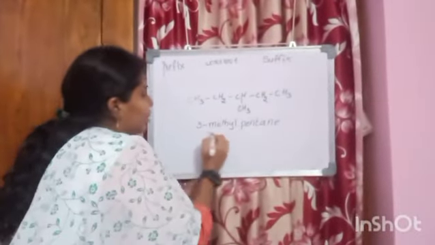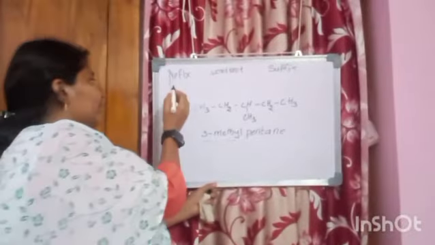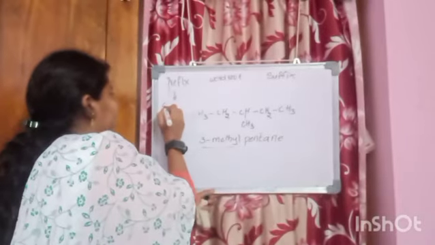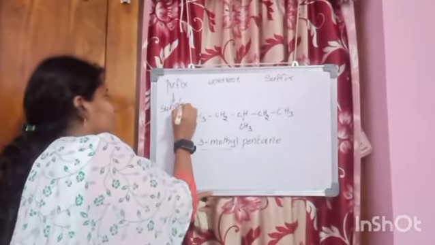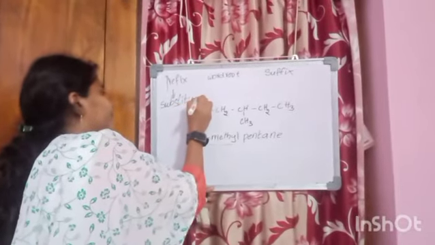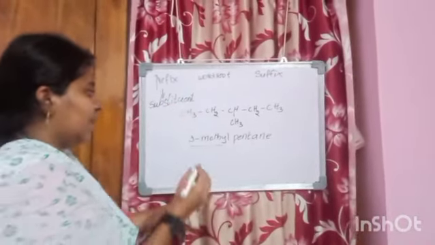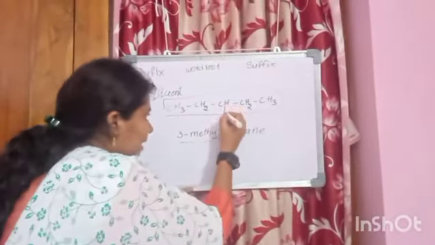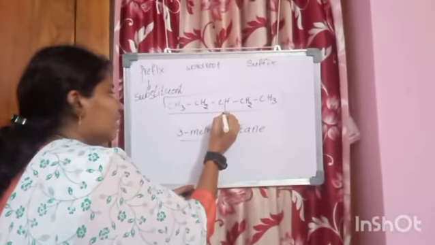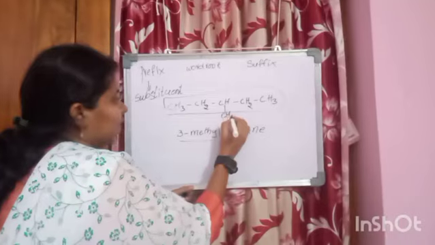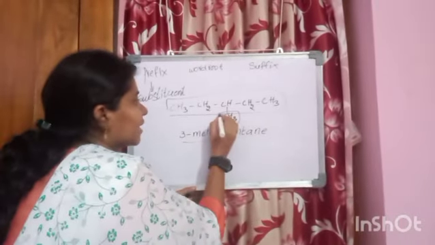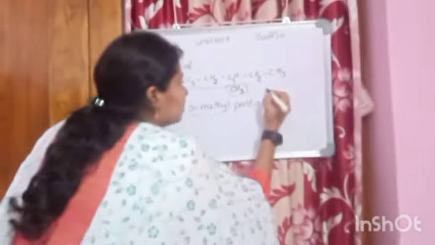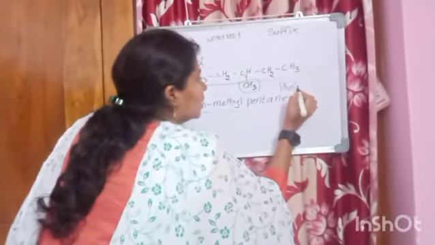Here, first what we wrote, 3-methyl. Now we have to know about prefix. What is prefix? Substituent. Substituent is nothing but prefix. Here this is a long chain and this is the branch. Here one substituent, this is a methyl group. This substituent is attached to the long chain. Here this methyl group is prefix. This is prefix.